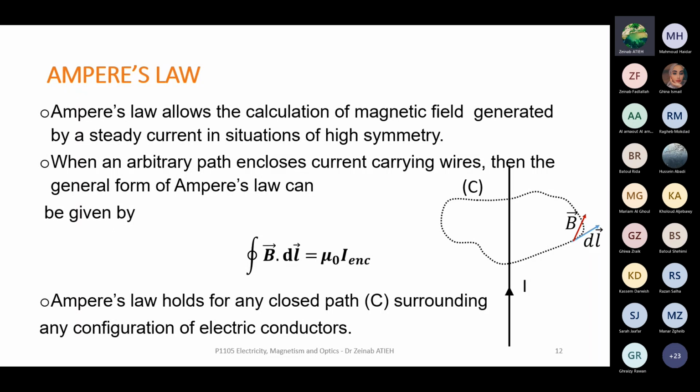So you can use Ampere's law whenever you have an infinite cylinder, an infinite wire, etc. These are the only cases where we use Ampere's law. It must be symmetrical for sure in order to be able to solve the integral. Otherwise, if our problem is not symmetrical, the integral cannot be solved. When an arbitrary path encloses current, there is a difference between Ampere's law and Gauss's law. In Gauss's law, we used to choose a closed surface. Here we are going to choose a closed curve, a closed line, a closed path.